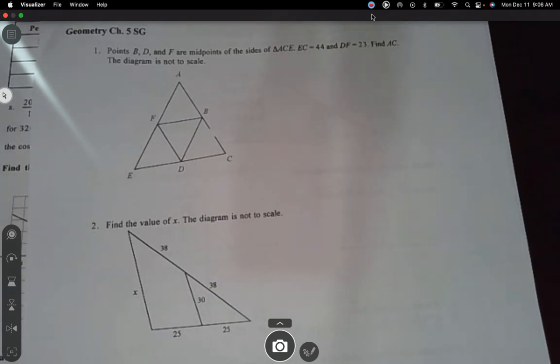All right, first problem. It says these are mid-segments and all midpoints, and it wants us to find AC. What I would do is write down the information it gives me. So it says E to C is 44. This big side right here is 44. DF is 23. DF right there is 23. It wants to know AC. I don't need all that information. I only need one of those things. A to C is this one.